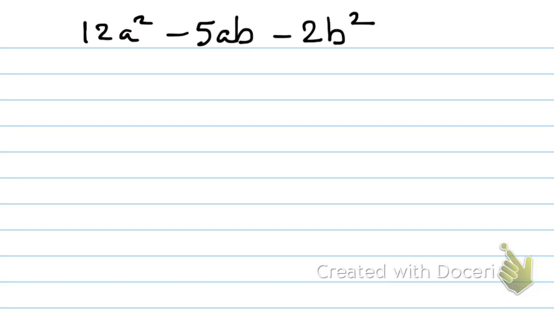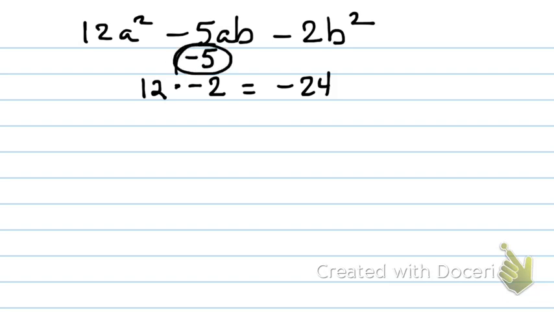Now, what's the A term? Positive 12. Remember, just using the numbers. What's your C? Negative 2. Watch those signs. Which gives you an AC of negative 24. Looking for the two factors of negative 24 that will combine to make what? Negative 5. Okay? So let's start listing things that divide into 24.